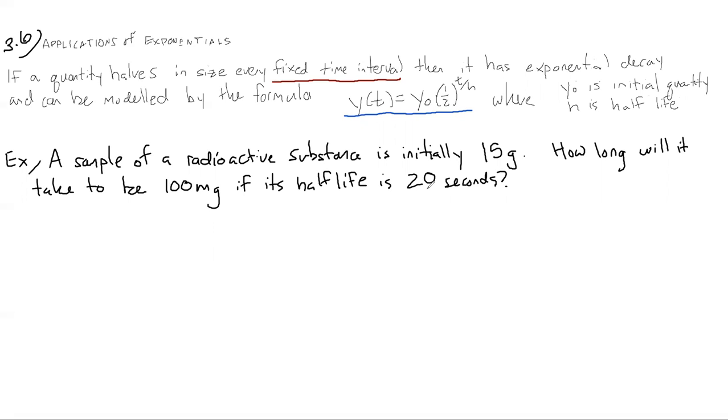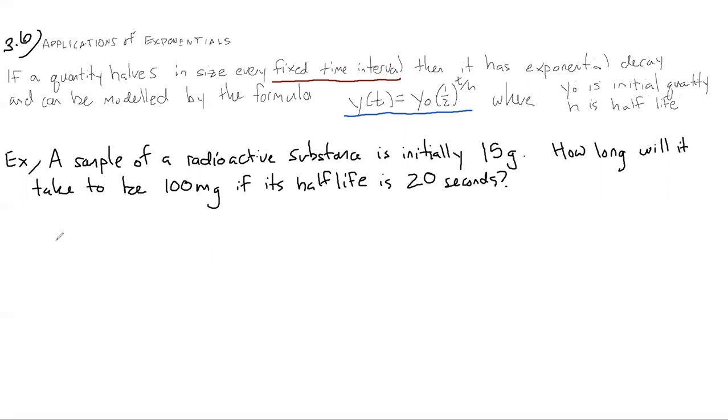So if this thing is cutting in half every 20 seconds, that means that, for example, after 20 seconds, this thing will have lost 7.5 grams, and that badness is now out in the atmosphere. So we don't like that. But yeah, this thing will be reducing pretty quickly. We should be able to just go ahead and set up our formula.